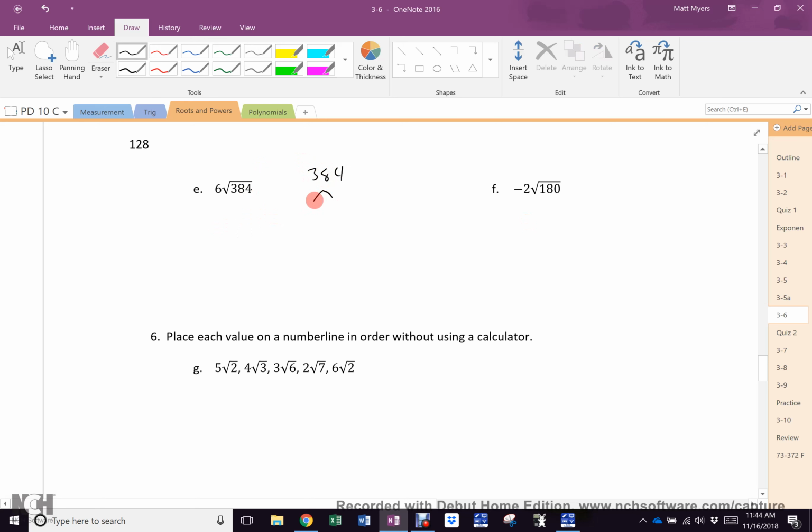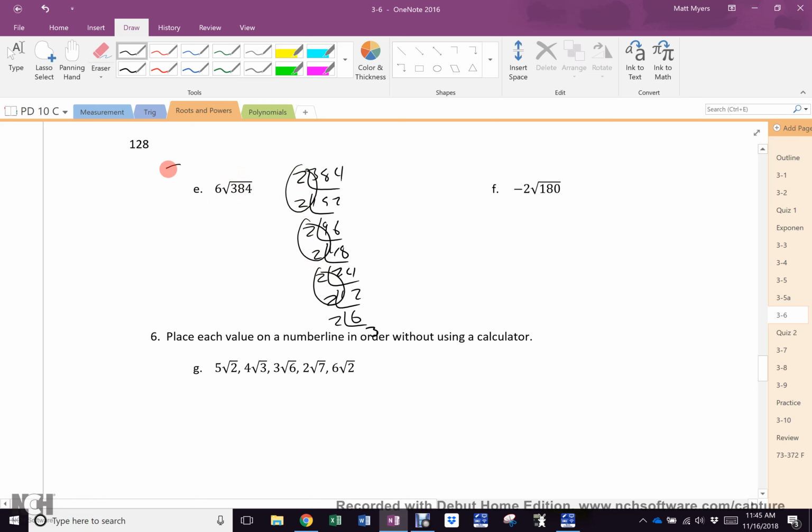384 divides, I hate doing trees. Divides by 2. That's okay. 192 divides by 2. 96 divides by 2. 48 divides by 2. 24 divides by 2. 12 divides by 2. 6 divides by 2. 3. I need groups of 2. 1, 2, 3 groups of 2.